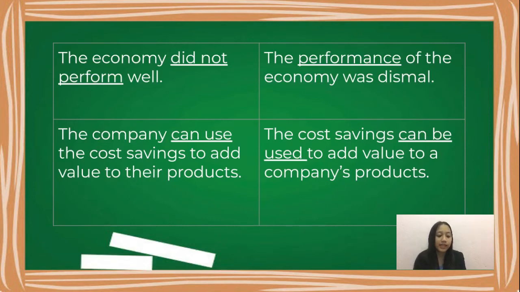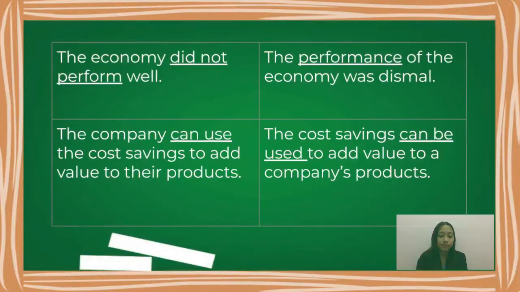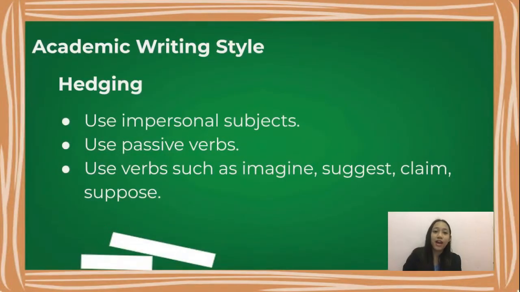Next, the company can use the cost savings to add value to their products. This is an active sentence because the doer is the company. So, to make it passive, the company savings can be used to add value to a company's product. So, the passive version is more formal. And lastly, we have hedging.